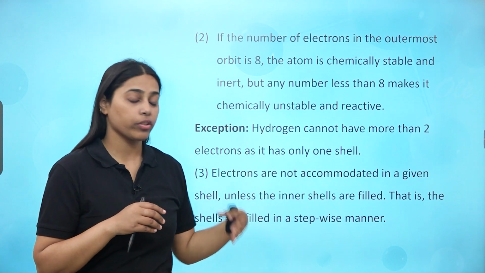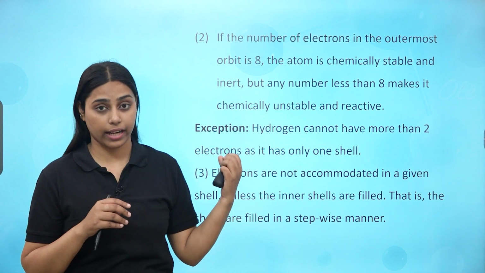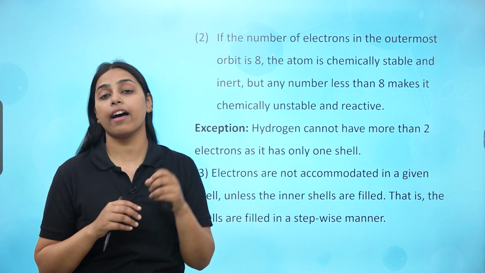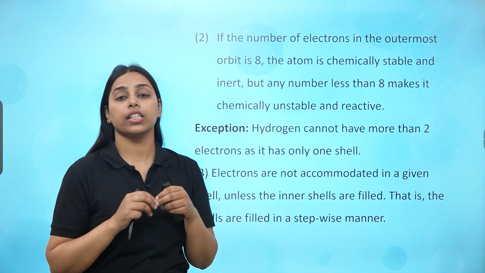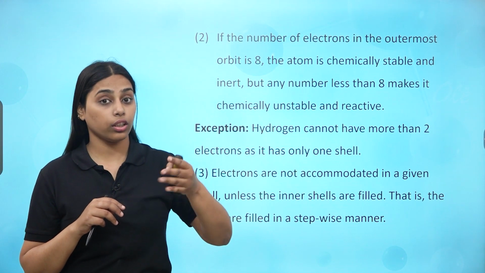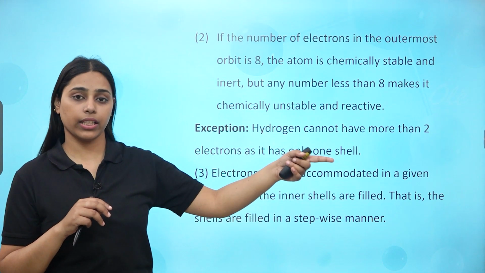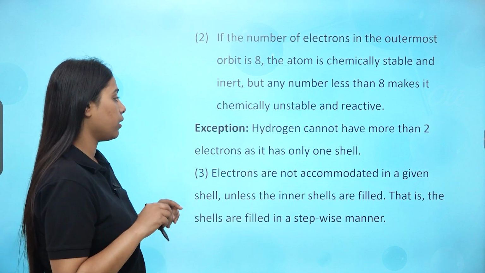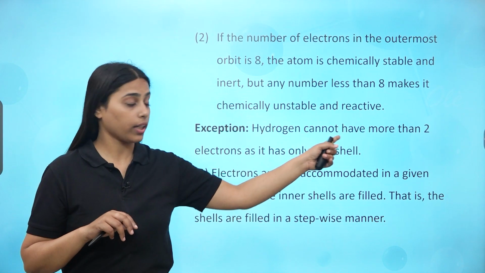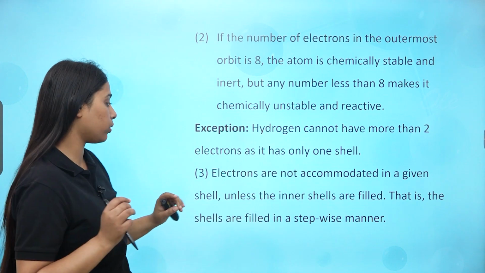So these elements which show reaction, oxygen, hydrogen, potassium, sodium, they all show reaction because they do not have 8 electrons in their outermost shell. They have less than 8 electrons. So in order to become stable, they show chemical reactivity. They react with other elements to become stable. Exception: hydrogen cannot have more than 2 as it has only one shell, so it follows the duplet rule.